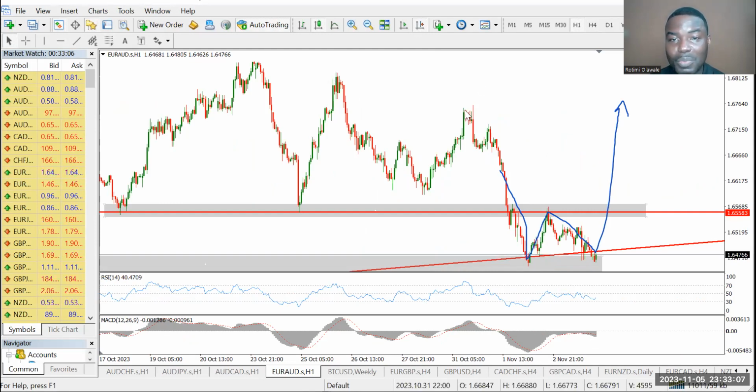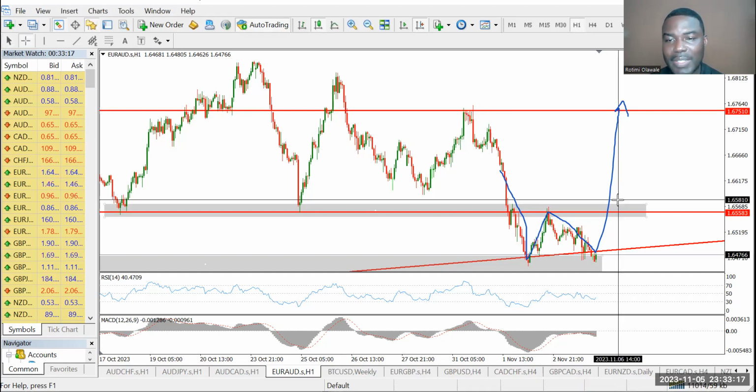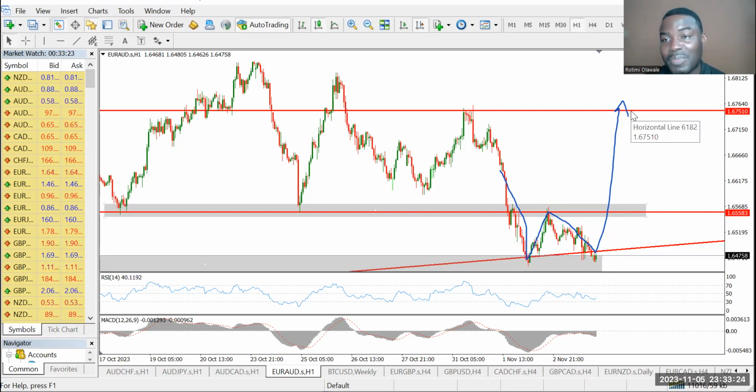So I hold a possible bullish breakout, and I see price targeting the most recent high here at 1.67518, and that would be an average of about 184 pips away from the neckline. So I'm bullish biased on Euro AUD.